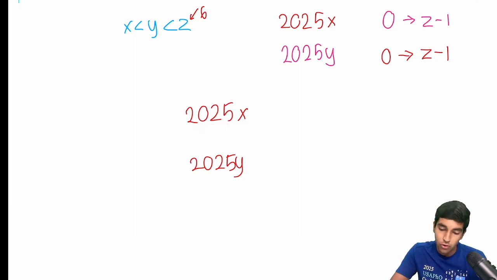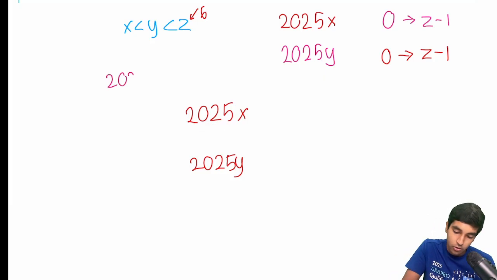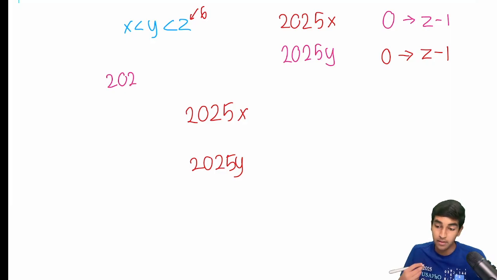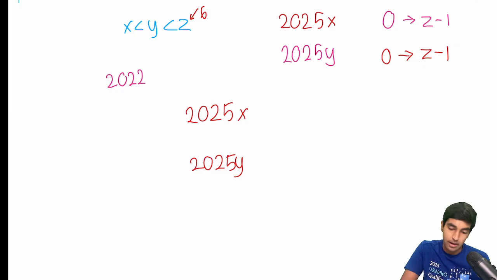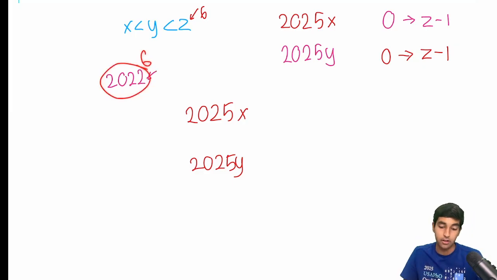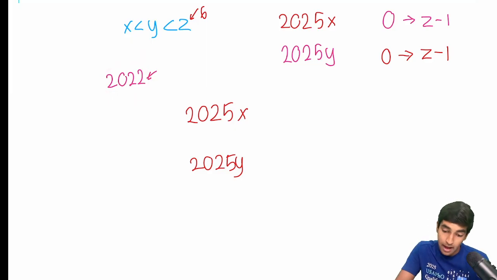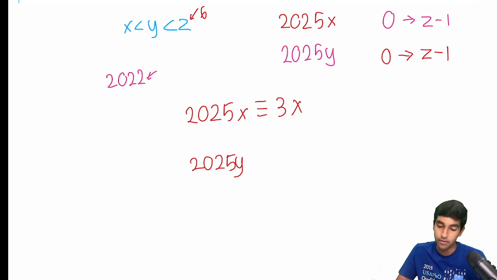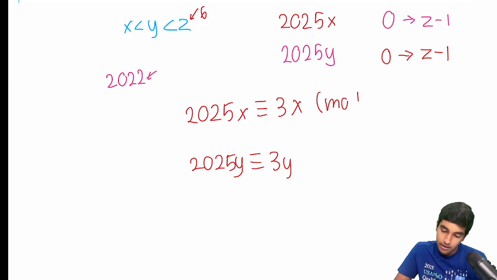So you can replace 2025. Well, notice that 2022 is divisible by 6, right? It's even and a multiple of 3 since the sum of digits is 6. So 2025x is going to be the same as 3x mod 6, right? We pick it to be 6. And same thing here, right?